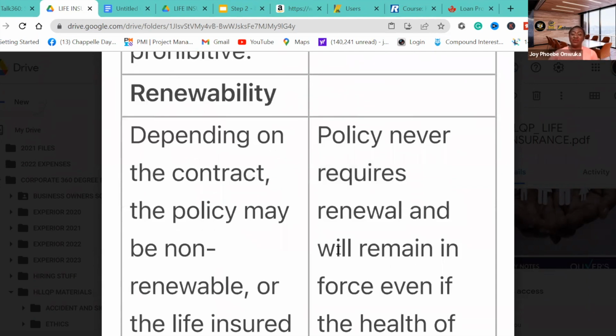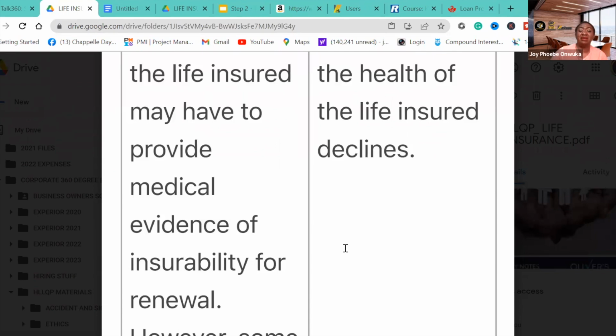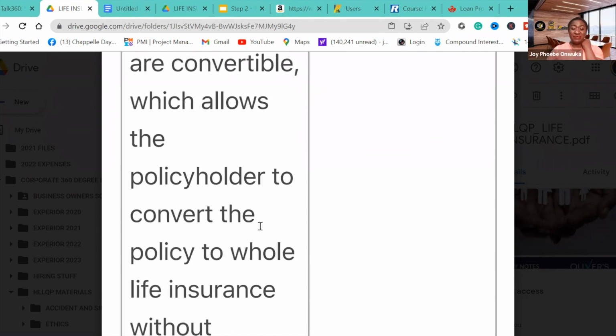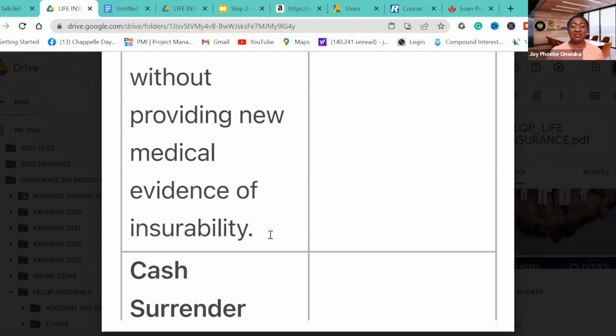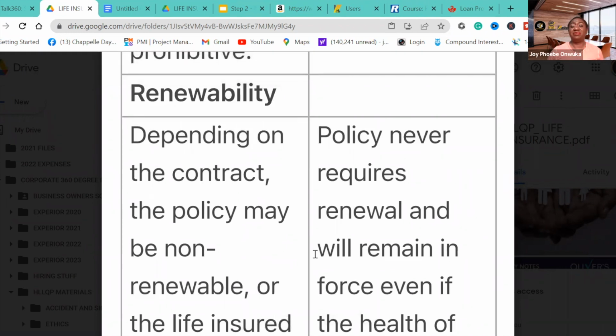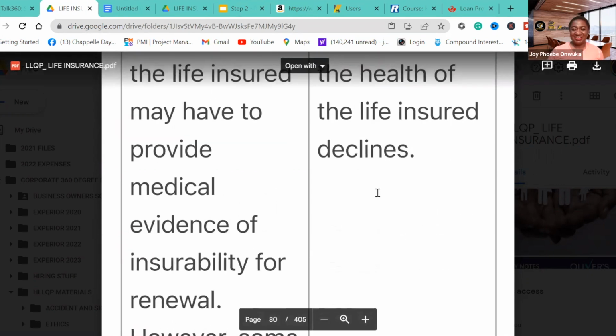Renewability. Depending on the contract, the term policy may be non-renewable or the life insured may have to provide medical evidence of insurability for renewal. However, some term policies are convertible, which allows the policy to be converted to a permanent one, such as whole life, without providing any new medical evidence of insurability. The whole life policy never requires renewal and will remain in force even if the health of the life insured declines.